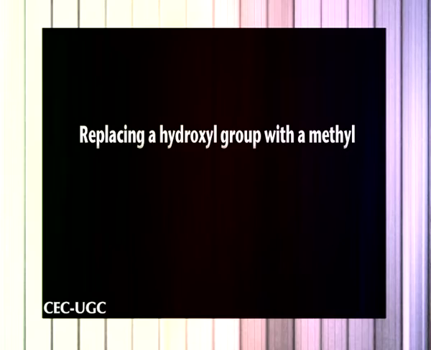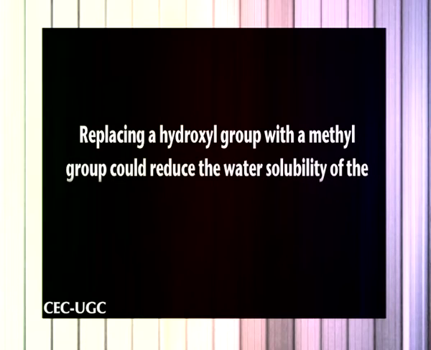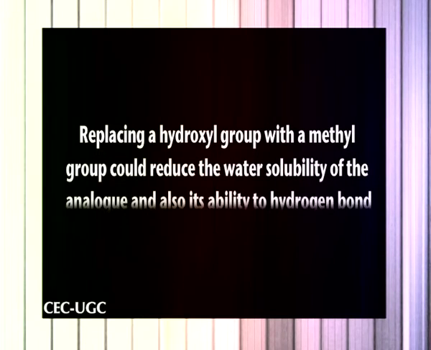The selection of the changes required to produce analogues of a particular lead is made by considering the activities of compounds with similar structure and also the possible chemistry and biochemistry of the intended analogue. For example, replacing a hydroxyl group with a methyl group could reduce the water solubility of the analogue and also its ability to hydrogen bond.